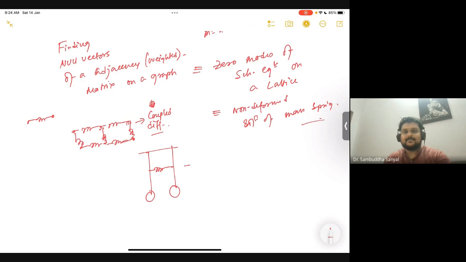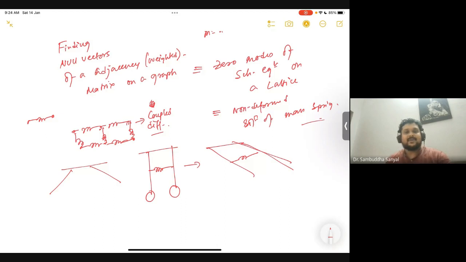So you remember there is a motion where these two move together in phase, such that the spring is not stretched. The spring stays exactly the same size. Or they can move the other way, where the spring is stretched and squeezed. The solutions where the spring is not stretched have eigenvalue zero if you write the coupled differential equation in matrix form.